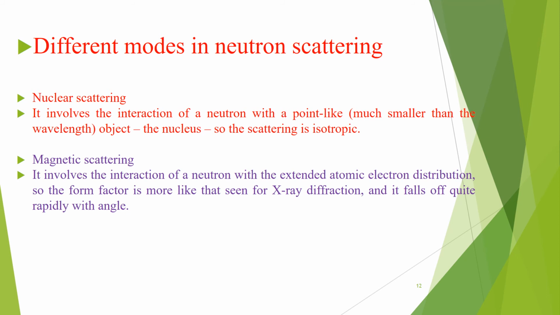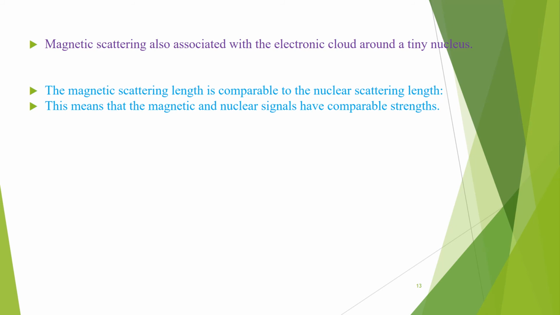This scattering also takes place in the transition metals, mostly due to the presence of unpaired electrons. Magnetic scattering is also associated with the electronic cloud around a tiny nucleus. The magnetic scattering length is comparable to the nuclear scattering length. This means that the magnetic and nuclear signals have comparable strengths.